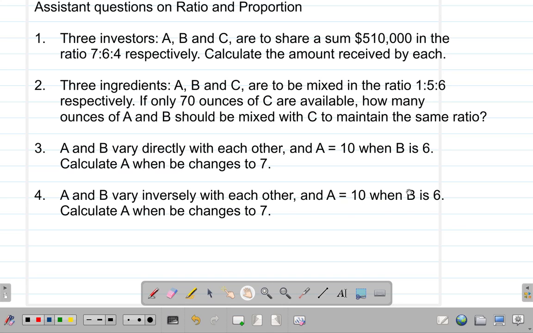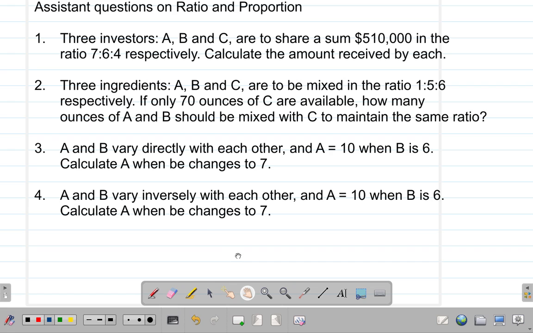Alright, we're continuing working out questions that are somewhat similar to the questions in the ratio and proportion assignment. This is meant to help you in answering those questions. So, here now, A and B vary directly with each other.